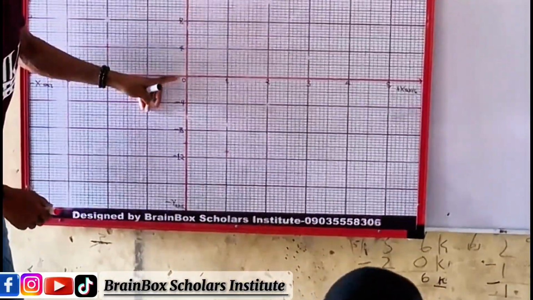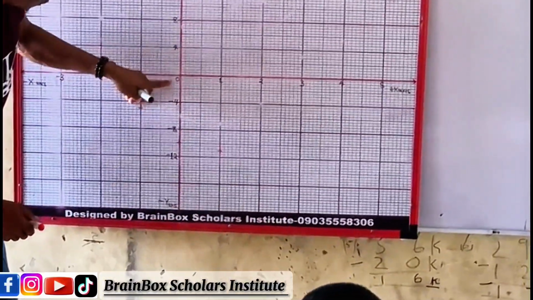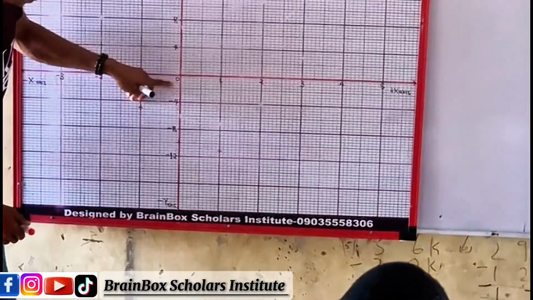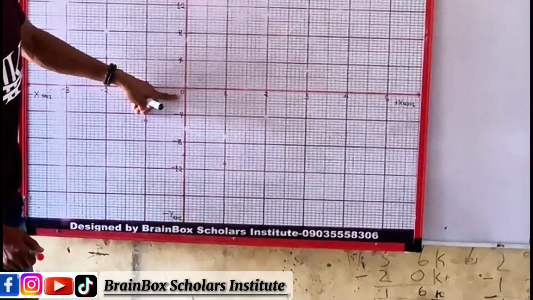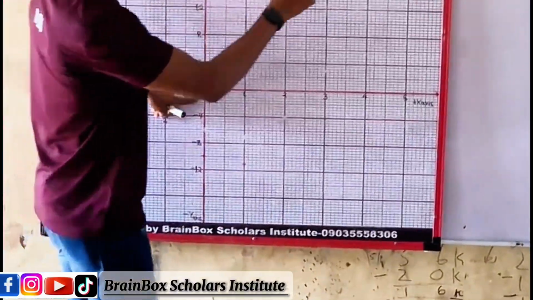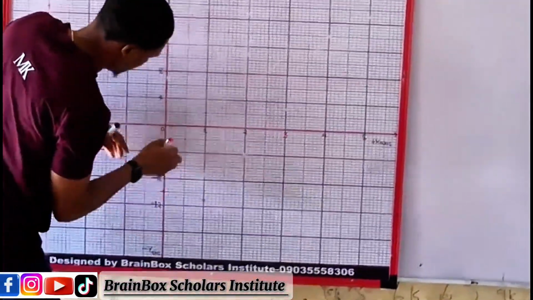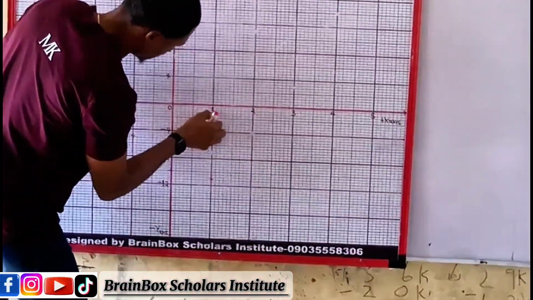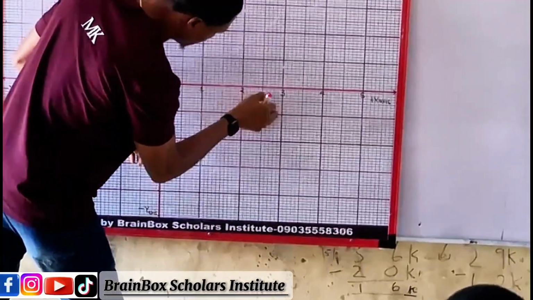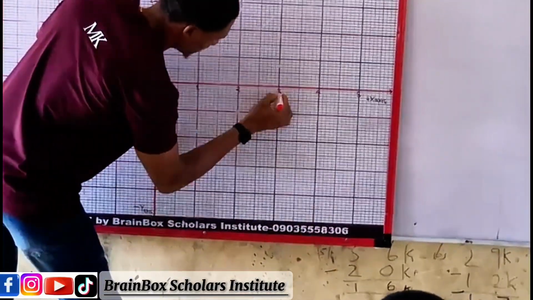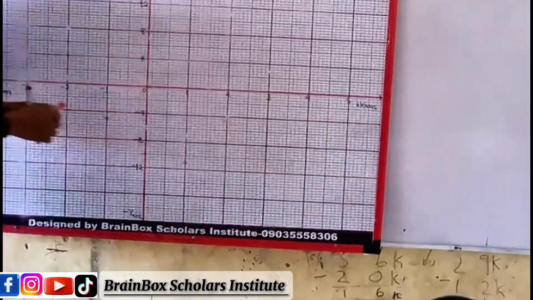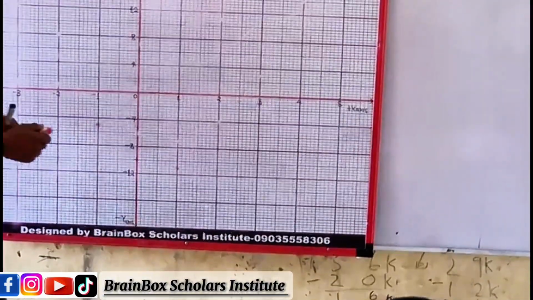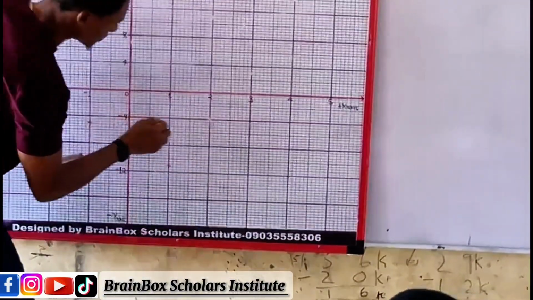So here is 0, 0.4, 0.8, and 1.2. So in between 0.8 and 1.2 is 1, which is minus 1, against 3. So this is 3. So I'll join. Okay, so that should be here.